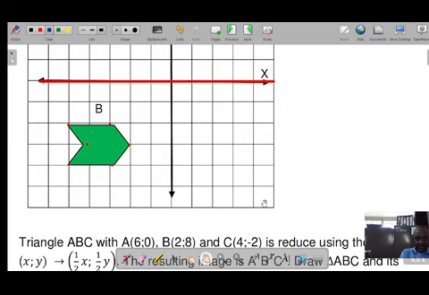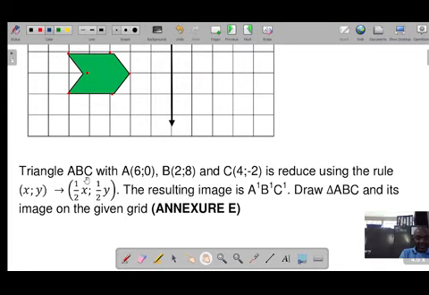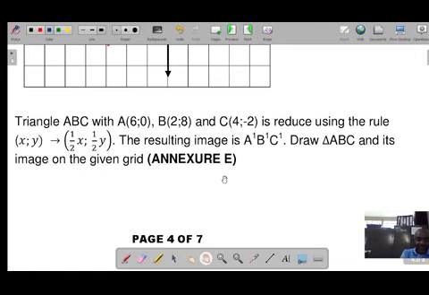Let's say next that triangle ABC with vertices A (6, 0), B (2, 8), and C (4, 2) is reduced using the rule (x, y) goes to (a half x, a half y). Let's say the resulting image is A prime, B prime, C prime. Draw triangle ABC and its image on the given grid, annexure E. Now there's no annexure here, so it means I have to go and draw this triangle on annexure E. I think it's on the last page, so we will do that later.